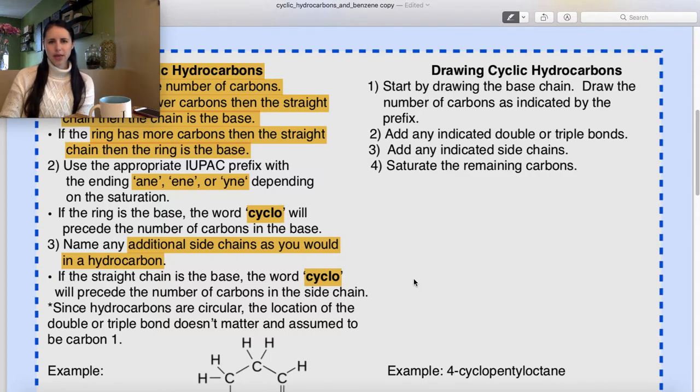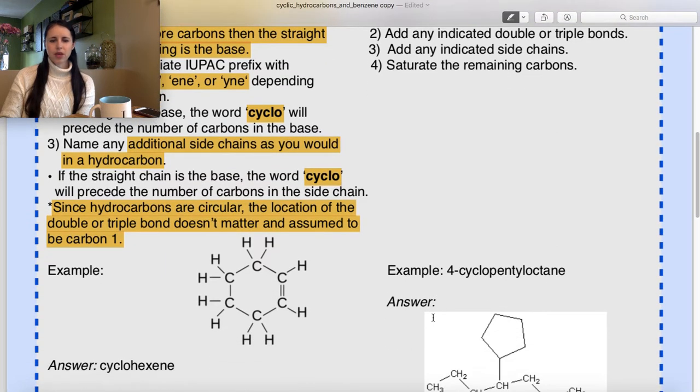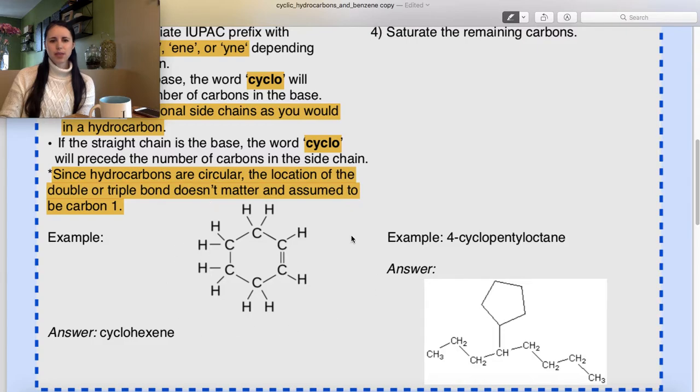This comes into play when you're naming anything that's a circular shape that has an ene or a yne ending, because remember your double bond and your triple bond is going to be the most important. So since we assume that your double bond or your triple bond is going to be on carbon 1, you don't actually have to list it in the name. Sounds confusing, but it actually makes things easier when naming. Let's take a look at a nice simple example to start to show us this rule. So first of all, I see a circular shape.